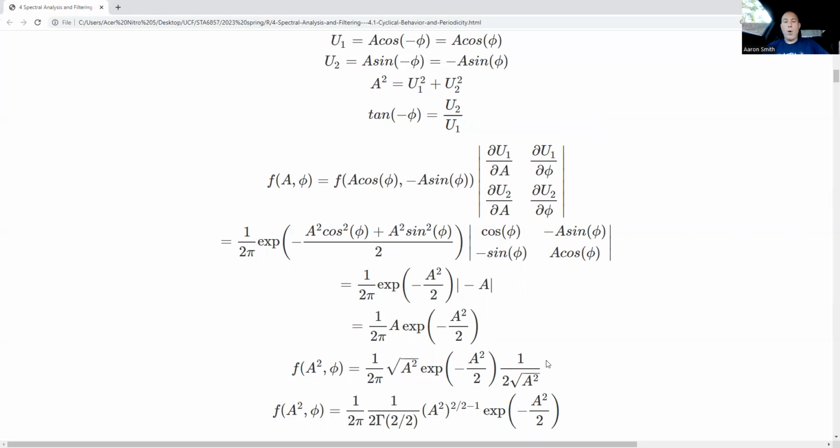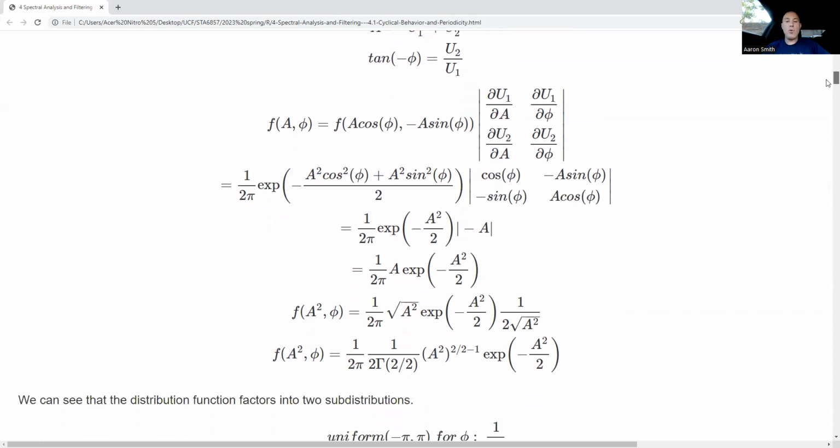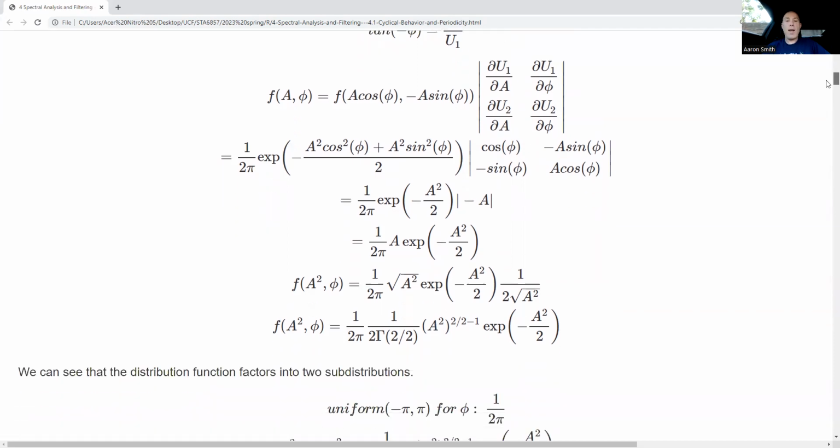So as I work through this, I'm going to notice that if I do a little bit of manipulation on the exponents, this is in fact a chi-squared distribution, and I get exactly 2 degrees of freedom if I'm looking at A squared. Huh. All right, so that is interesting. That is good to go.